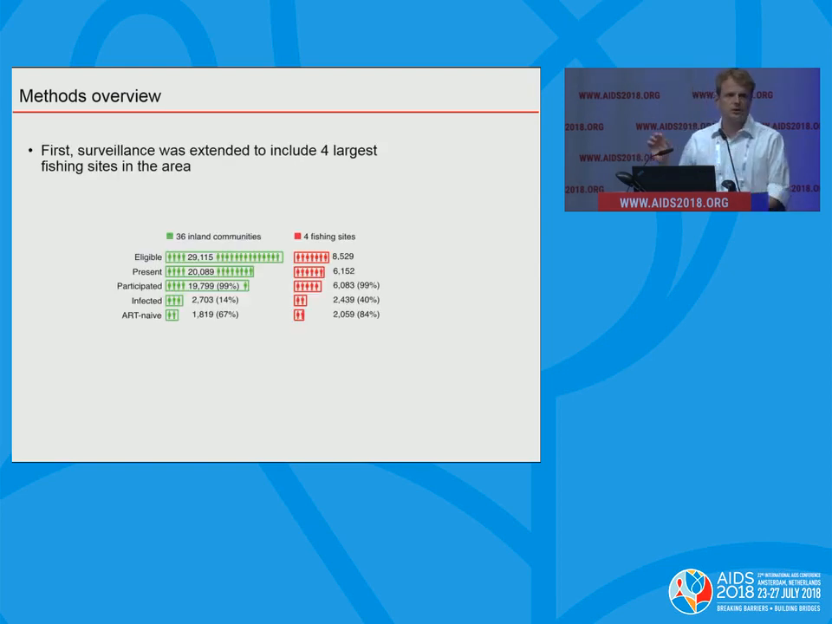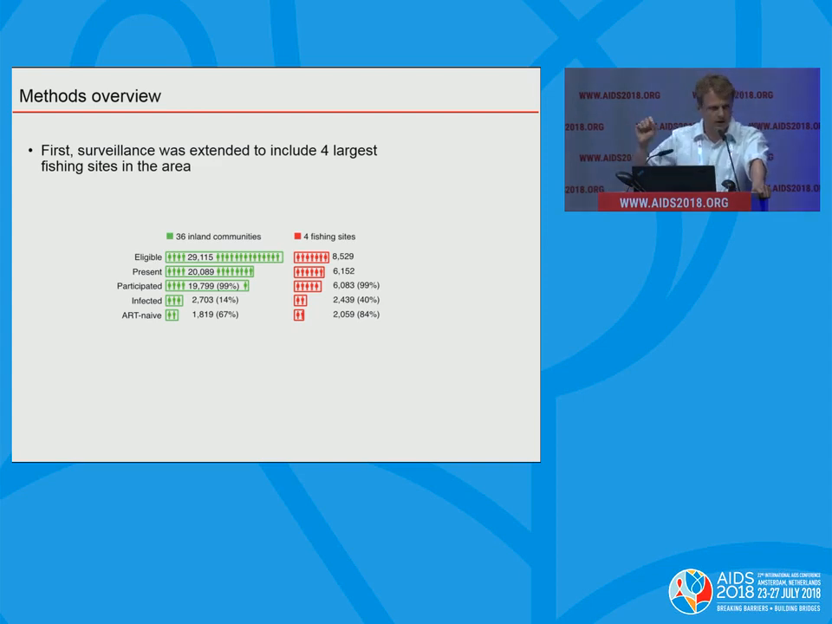So first, the Rakai community cohort was extended to include the 4 largest fishing sites in the area. Between August 2010 and January 2015, we had 19,799 individuals in inland communities that participated and 6,083 that participated in the fishing sites. And that was 99% of those who were present at the time of the survey. Of those, we found that 14% were HIV infected in inland communities and 40% in fishing sites.